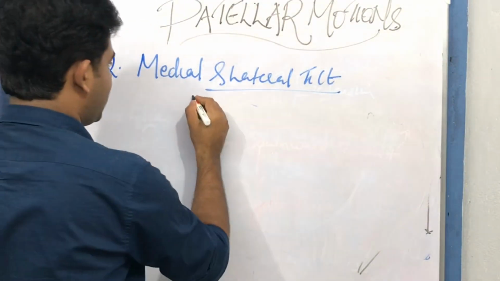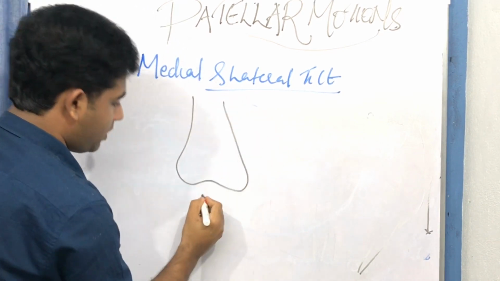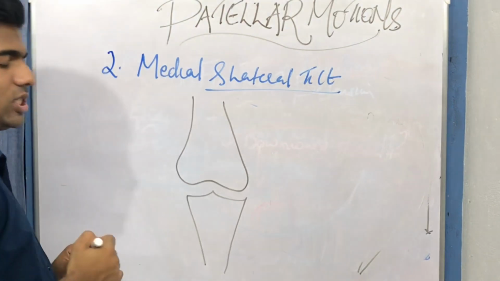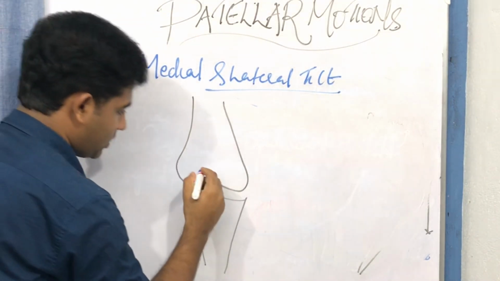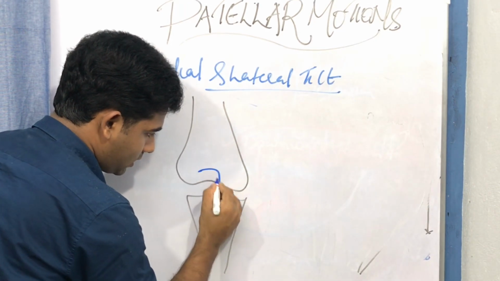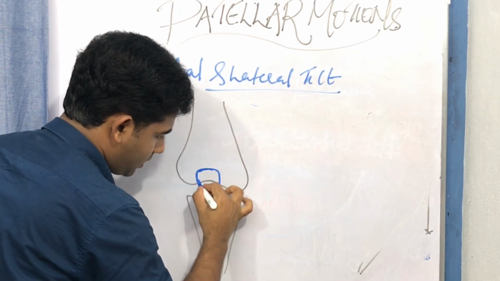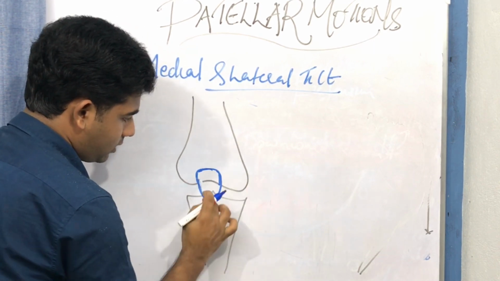And now we have here your femur. Very good. We have our femur here, and we have our tibia over here. And what we need is the patella, right? Let us draw the patella. The patella is resting over here like this.